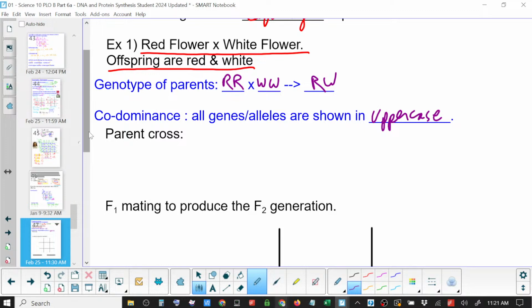Why do they both have to be uppercase? Why couldn't it be if they were both like not dominant genes? What if they were both small letter genes? What if they both were like non-dominant genes?